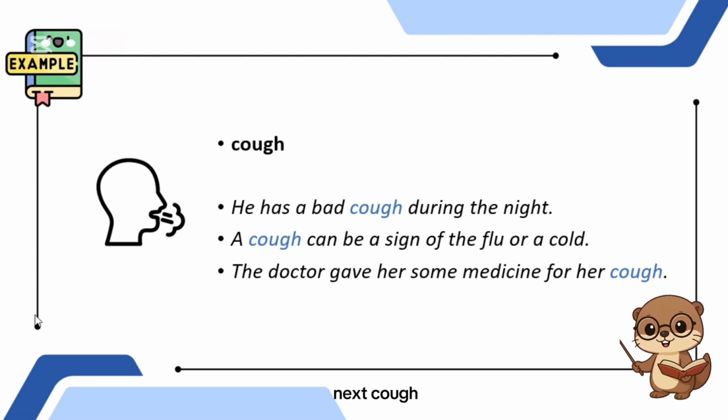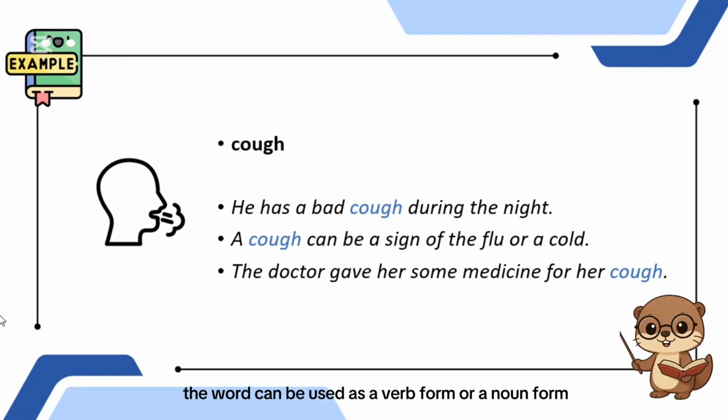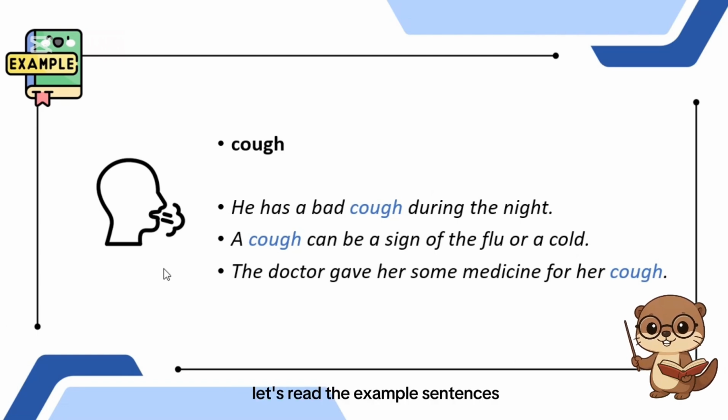Next, cough. Cough means sudden air coming from the lungs. The word can be used as a verb form or a noun form. Here, we're looking only at the noun form. Let's read the example sentences.